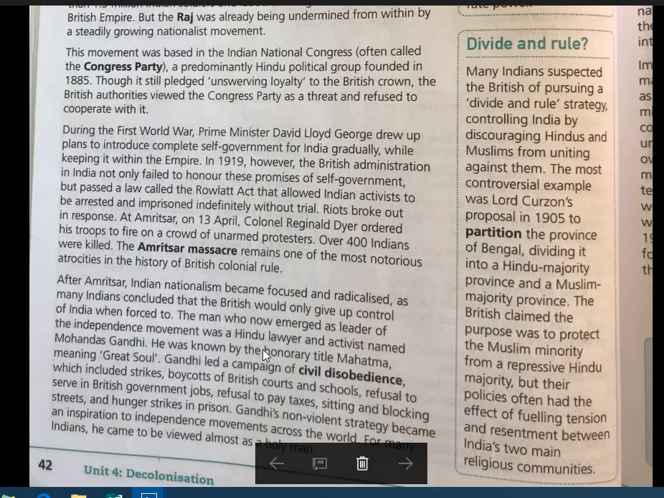So at this point, I suggest you pause the video and have a go at task 3, which is answering questions 1 to 3. From what we've read, you should be able to answer questions 1, 2 and 3 now.